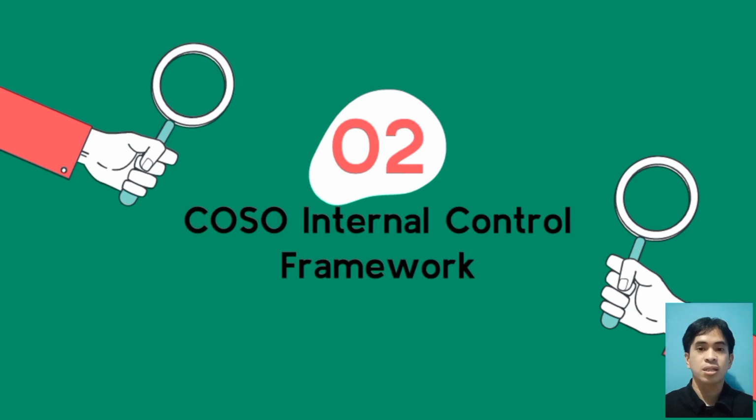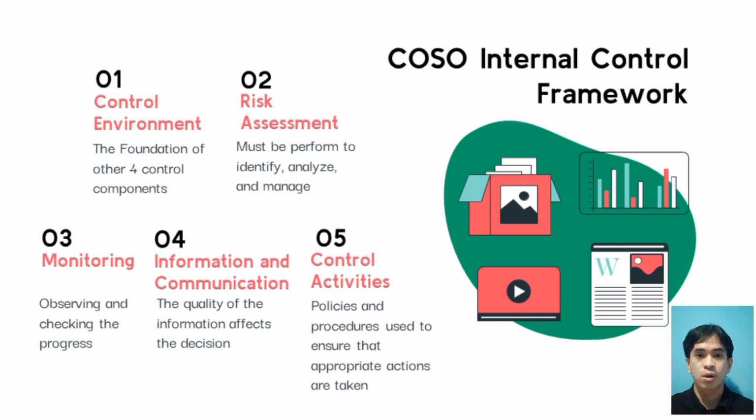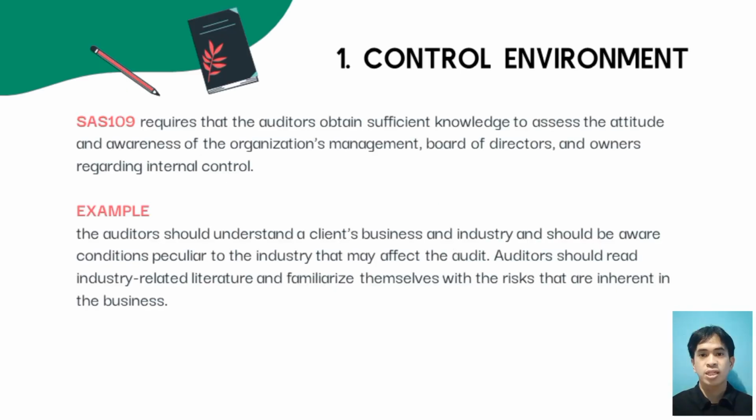Let us proceed to the next topic, which is the COSO Internal Control Framework. The COSO framework consists of 5 components: the control environment, the risk assessment, the information and communication, the monitoring, and lastly, the control activities. First is the control environment. It is the foundation of the other four control components.